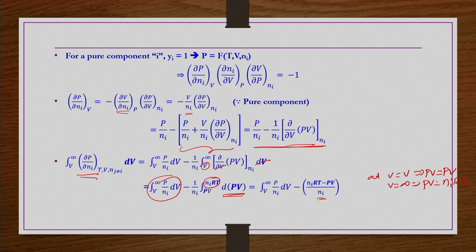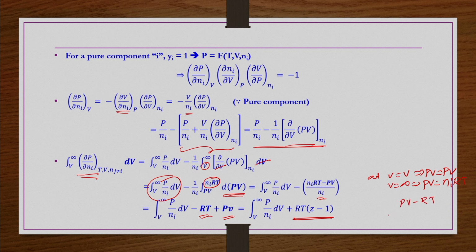So, now integral dou P by dou Ni we have as integral P by Ni dV minus (NiRT minus PV) by Ni. Now here, if I write this one, we will get RT minus RT plus PV, because capital V by Ni is nothing but molar volume. So PV minus RT is nothing but RT multiplied by Z minus 1. If you take RT as common, then we have PV by RT minus 1, and PV by RT is nothing but Z. So that is RT (Z minus 1).